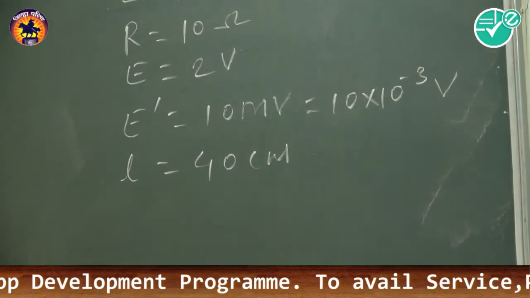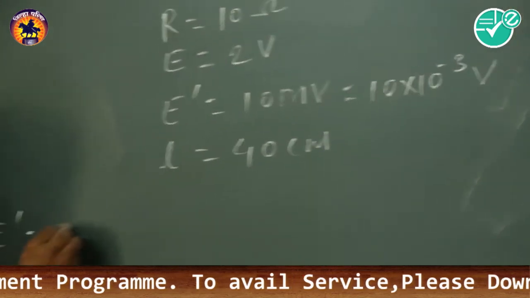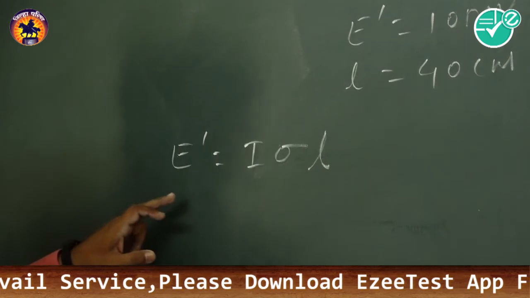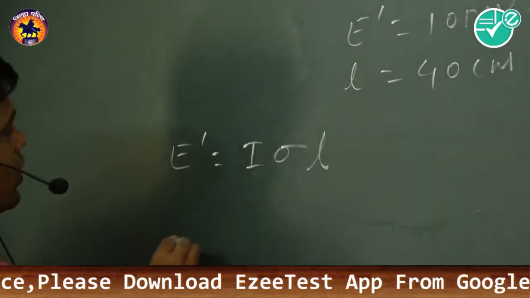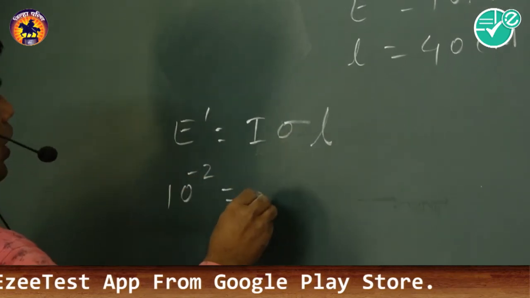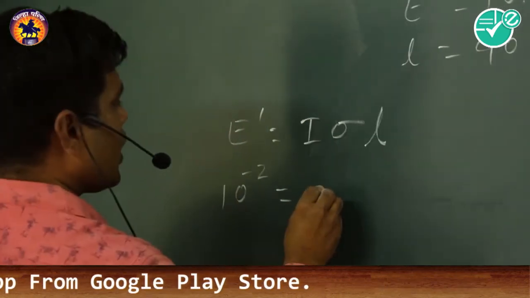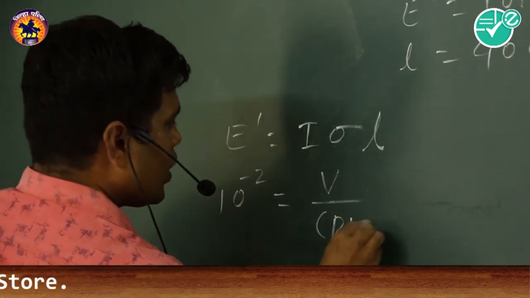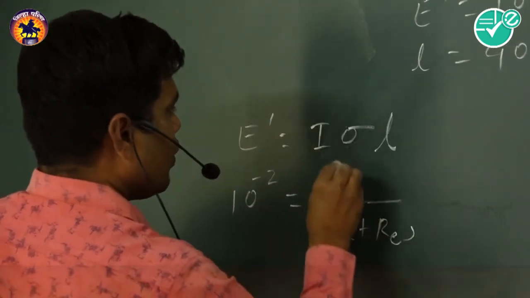So we know the formula E dash is equal to I sigma into L. Here E dash is given, that is 10 millivolt, 10 into 10 to the power minus 3, which means 10 to the power minus 2. Here I is V divided by the resistance of wire plus external resistance. This is the formula.